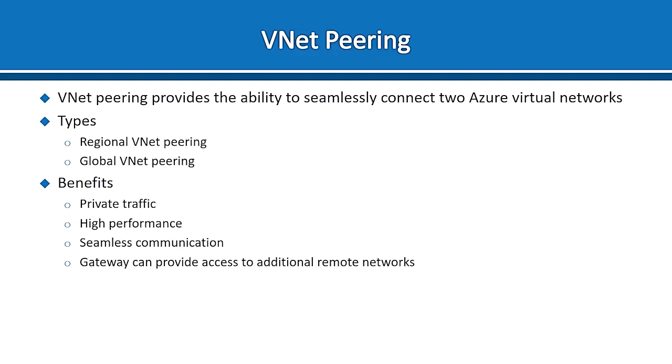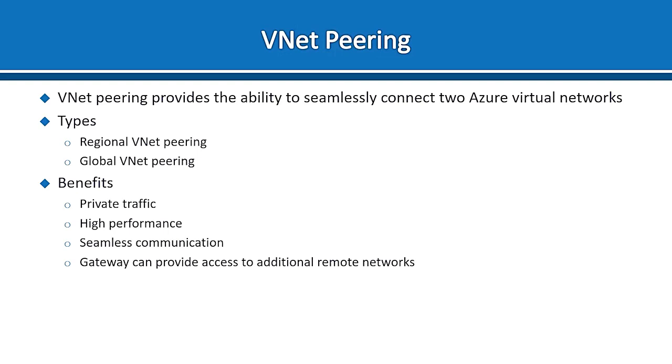Some benefits that we have with either of those kinds is that the network traffic is always private. Between the VNets, it's kept on the Microsoft backbone, so it does not go over the public internet. There are no gateways. There's not even encryption that's required because it's all private traffic. Very high performance, low latency, high bandwidth. Seamless communication, the ability for resources in one VNet to communicate with resources in another very, very easily within a region, across regions, technically across Azure subscriptions if you want. And a gateway can provide access to additional remote networks.